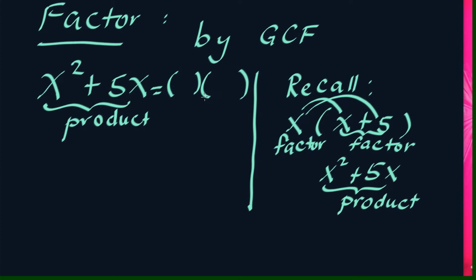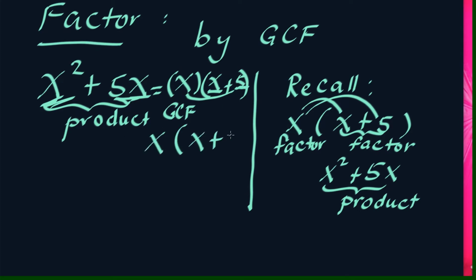So in this case, there's a common factor, which is x. So we say x is the GCF, and then we start factoring. The way you do that is you say x times what gives you x squared? That's x. And then x times what gives you the 5x? That's a 5. Okay? So those are the factors, x and x plus 5. And we were able to factor the product by GCF.